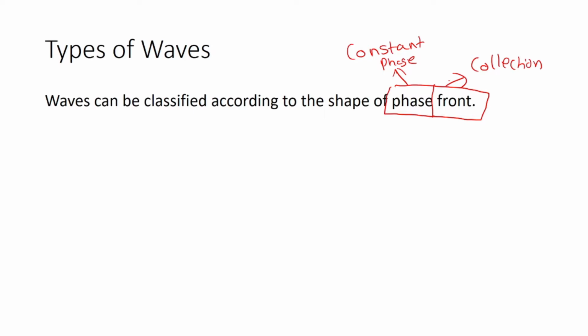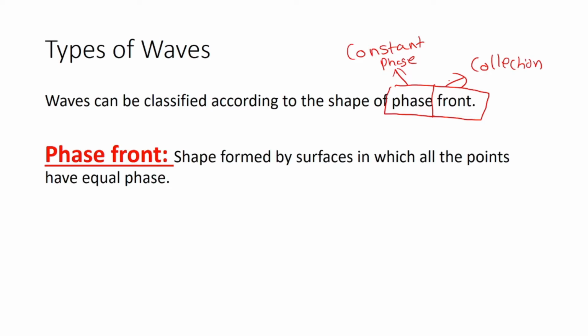So the collection of points which have constant phase is called a phase front. The types of waves are classified according to the shape of these phase fronts. In this class, we will see what the various phase fronts available are. Phase fronts are the shapes formed by surfaces in which all the points have equal phase.